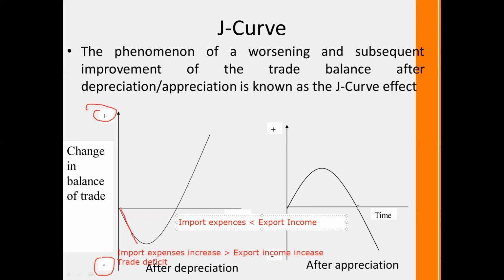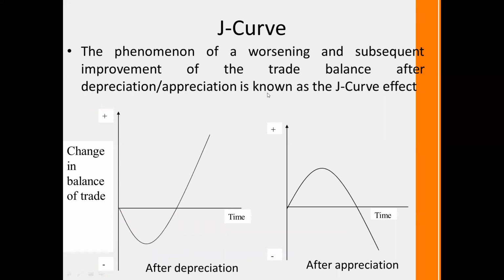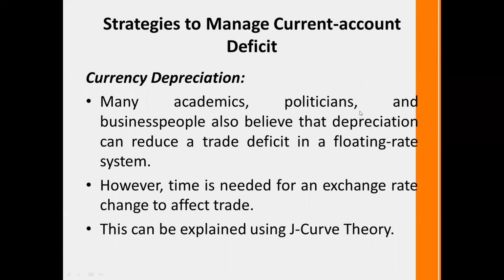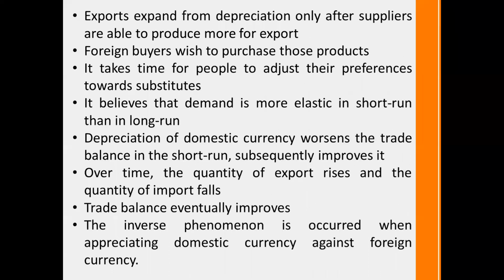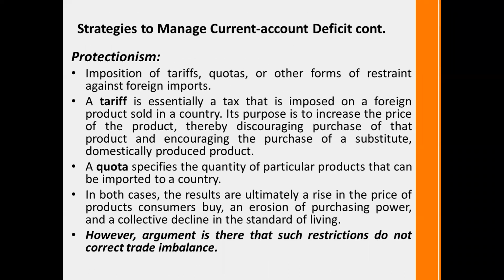But in the meantime, import expenditure increases and export income decreases, so we can see there is a trade deficit, right? So that is the way we identified as the first action of managing the trade current account deficit, that is currency depreciation. Second one we identified as protectionism.